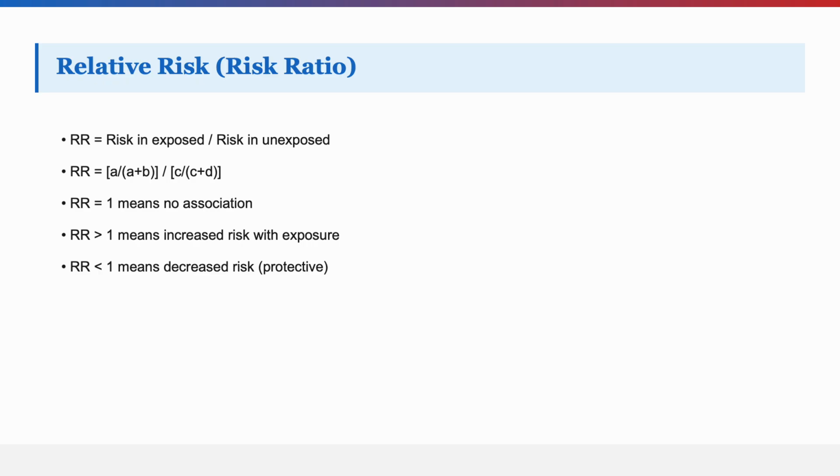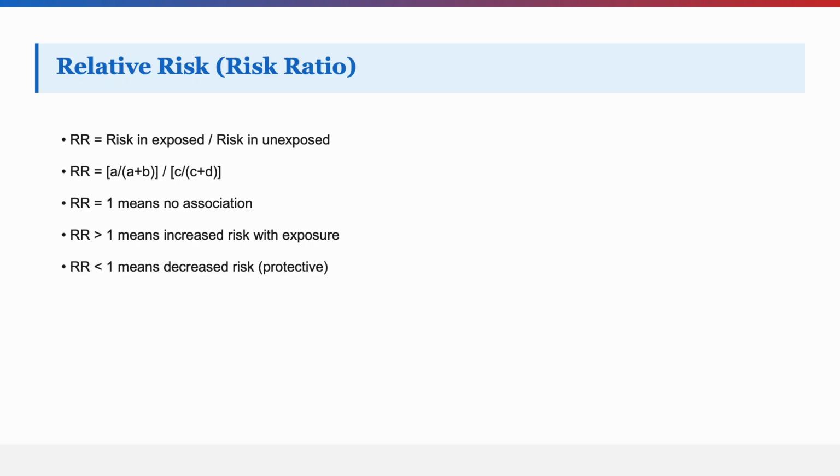Let's work through an example. In a cohort study of smoking and lung cancer, 100 smokers, 10 develop lung cancer, risk equals 10%. 100 non-smokers, 1 develops lung cancer, risk equals 1%. Relative risk equals 10%/1% equals 10.0. We interpret this as, smokers have 10 times the risk of lung cancer compared to non-smokers. Or, smoking increases lung cancer risk 10-fold.